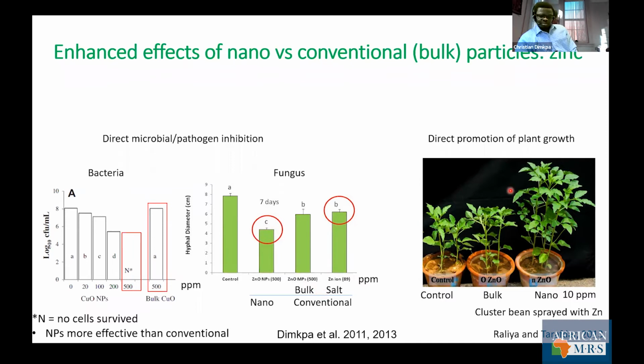And if you look at the effect on plants, here they use a lower dose, 10 ppm. The control, the bulk zinc and the nano zinc. So clearly there's an effect of nano zinc on the growth of this plant compared to the bulk zinc, and of course compared to the control.